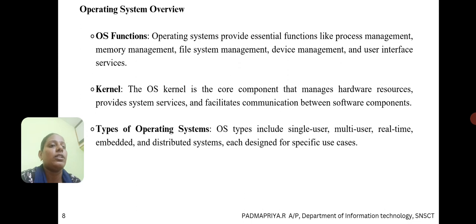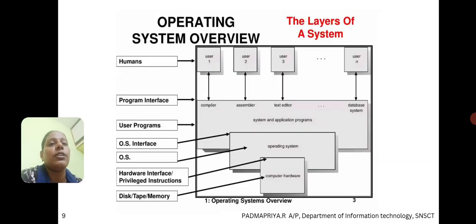So first of all, we have to see about OS functions. Operating systems provide essential functions like process management, memory management, file system management, device management and user interface services. Kernel. The OS kernel is the core component that manages hardware resources, provides system services and facilitates communication between software components. Types of operating systems. OS types include single user, multi-user, real-time, embedded and distributed systems, each designed for specific use cases. So these are all the operating system overview.